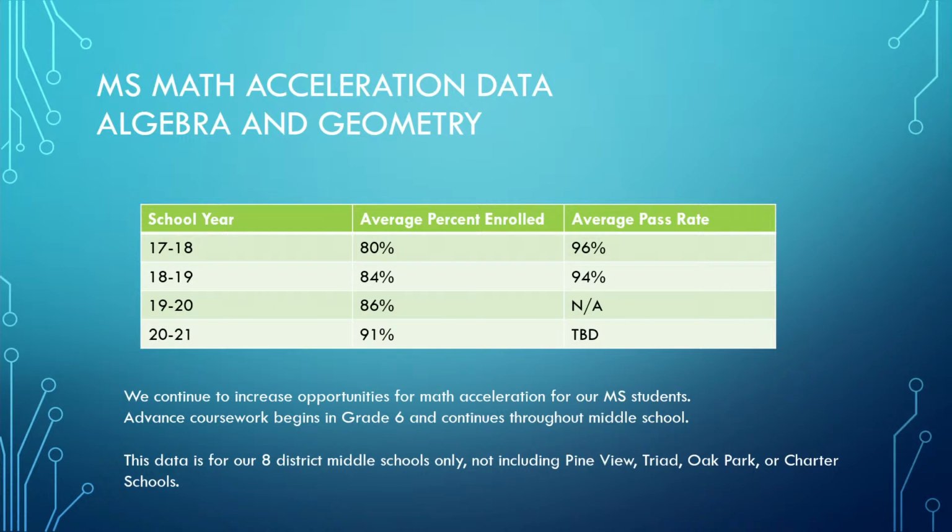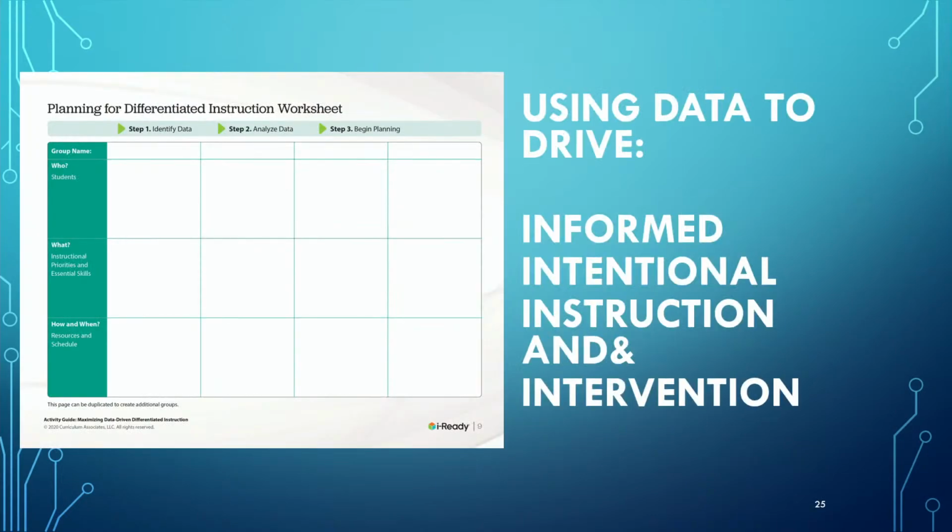So our average percent enrolled, you can see, has increased each year from 80% to 84 to 86. This year, 91% of our students who are eligible are enrolled. And then if you look at our pass rates as to how our students actually do on those tests, we had a 96% pass rate in 17-18, and then 94% in 18-19. So we are providing those extra supports for those students to help close gaps and make sure they still have the opportunity for acceleration.